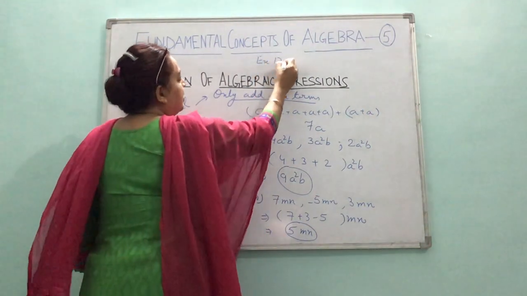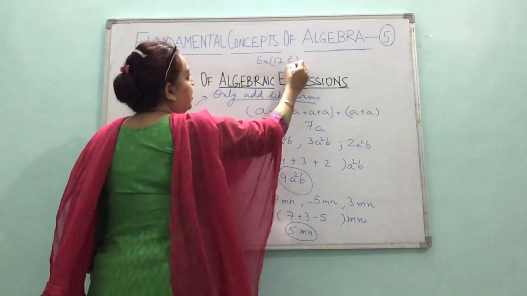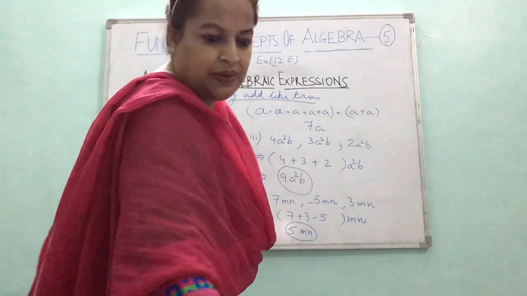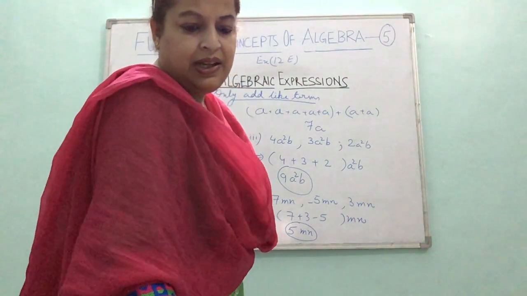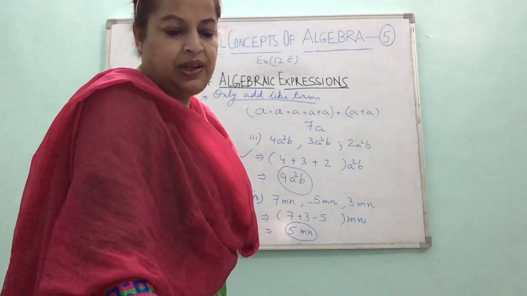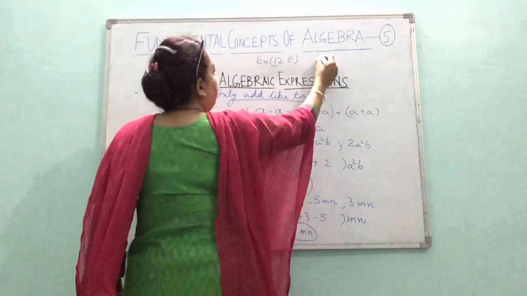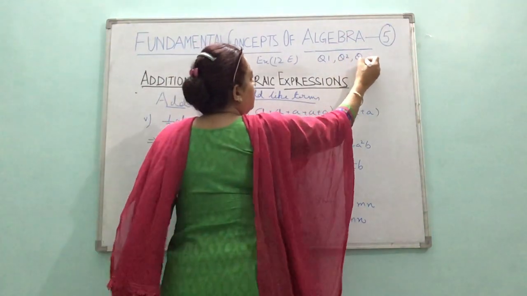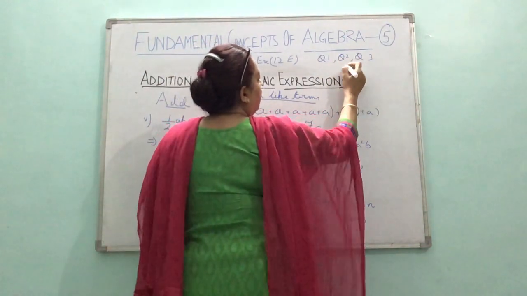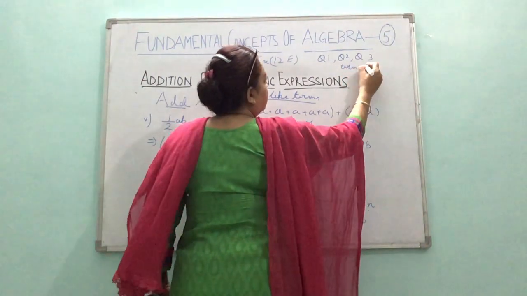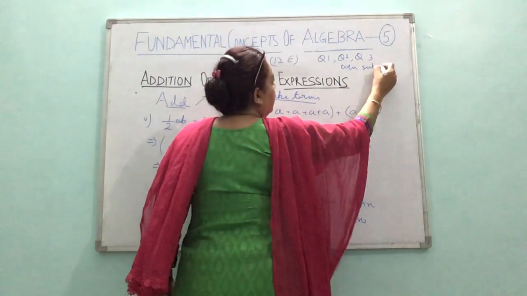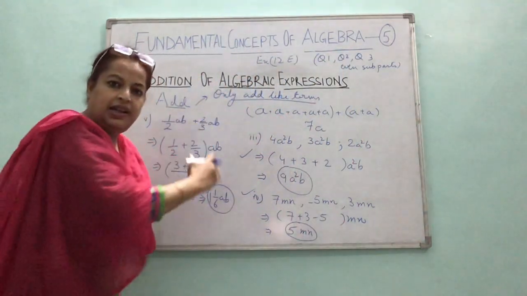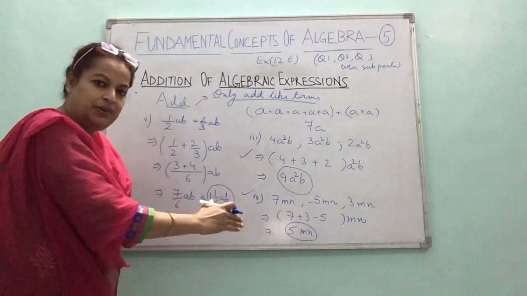Exercise 12E. Right? Now you have the first 3 questions of the exercise. Question number 1, 2, 3. You will do even subparts. Question 1, question 2, question 3. Even subparts is your assignment. This would be done exactly like I have done over here.